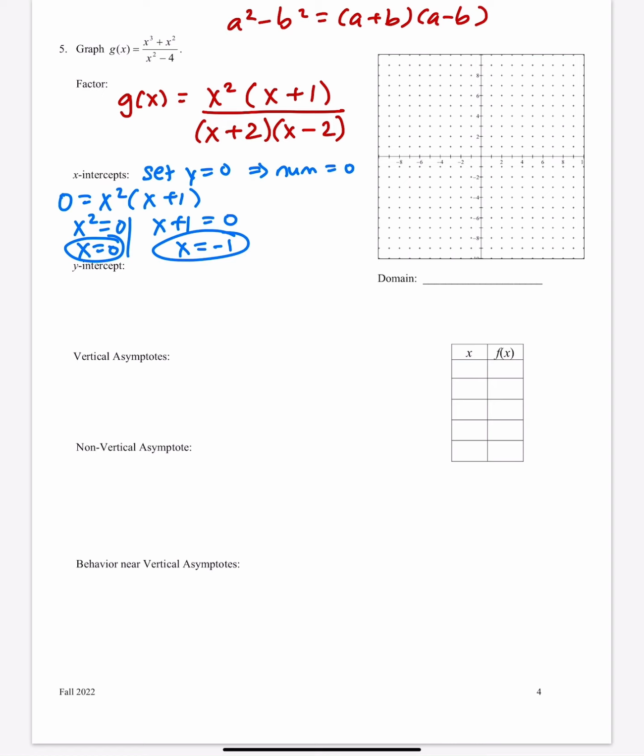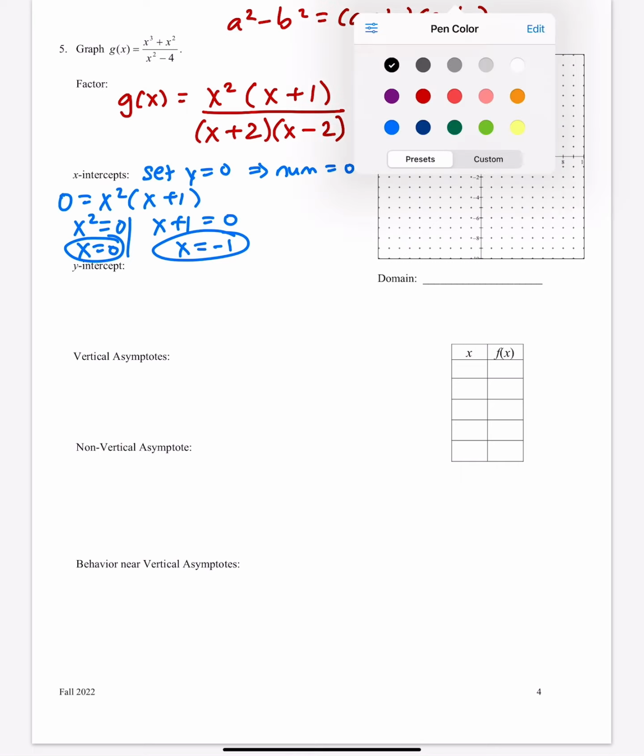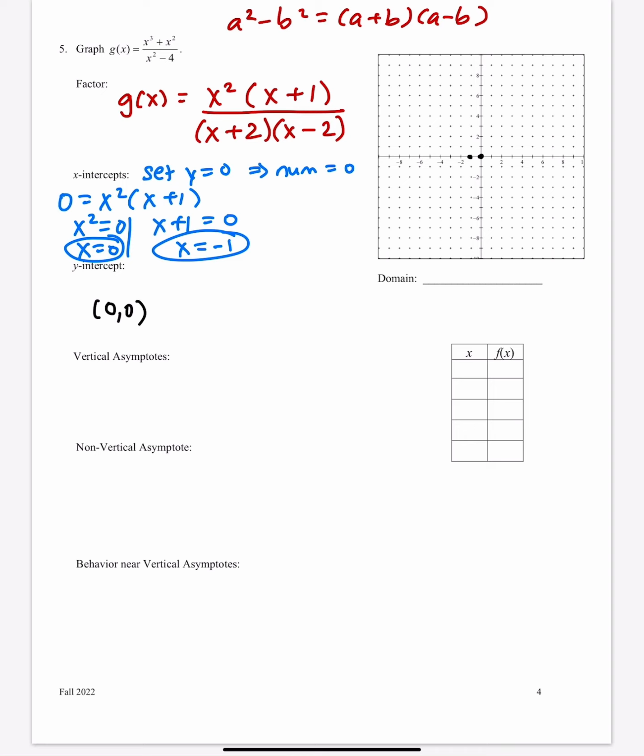So let's plot our two x-intercepts. One is at 0. One is at -1. Very interesting. They're very close together. So the y-intercept obviously should be (0, 0) as well. And since there's only one, that is your answer: (0, 0). You could also simply just say g of 0 is 0 plus 0 over 0 minus 4. All of these just become 0. So 0 plus 0 is just 0. Then 0 minus 4 is -4. And 0 divided by -4 is just 0. But we already knew that.